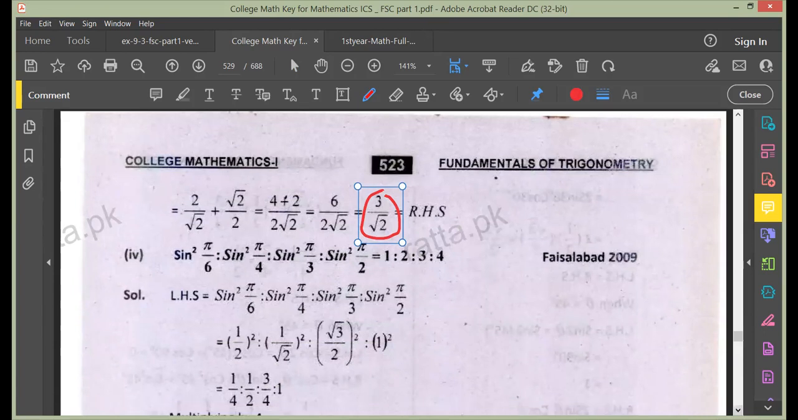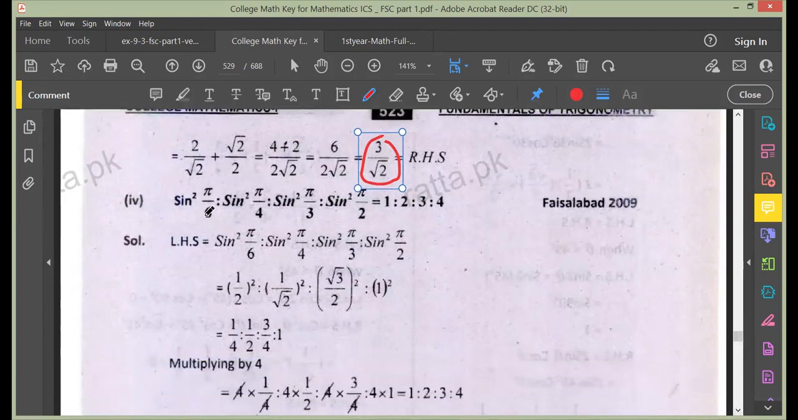Similarly, the fourth part of question number 1 is sine square pi by 6 ratio sine square pi by 4. First of all, pi over 6 will be equal to 30, so this will be the square of sine of 30. Similarly, pi over 4 is equal to 45, then sine 60 and sine 90. So we will put the value of sine 30 equal to 1 by 2 with the square on it. Ratio sine 45 is equal to 1 over square root 2, square. Ratio sine of pi over 3 will be equal to 60.